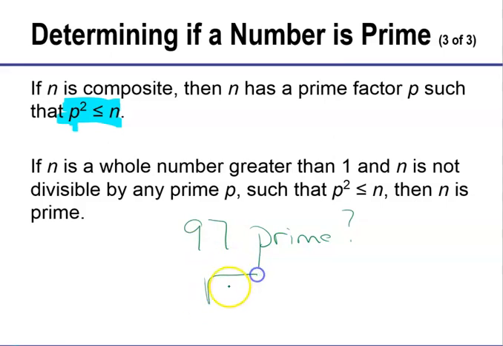Now, the square root of 97 is obviously not 10, but if I check the prime numbers all the way up to that value, and they are 2, 3, 5, 7, the next one's 11, right? I don't even have to check 11, because 11 is bigger than the square root of 97. And if all those values do not divide 97, know that 97 is prime. Okay, so hopefully you will find some value with that.